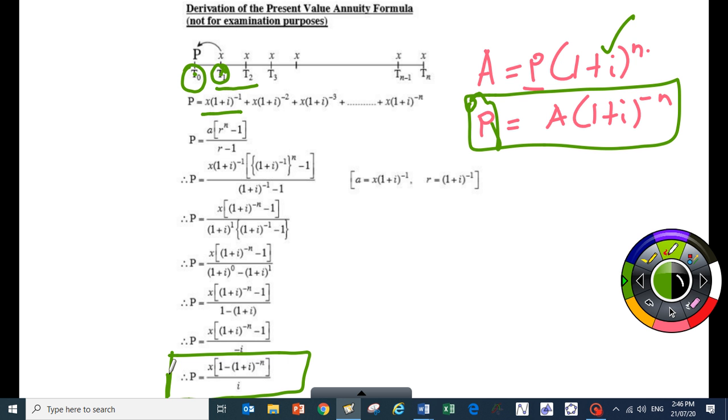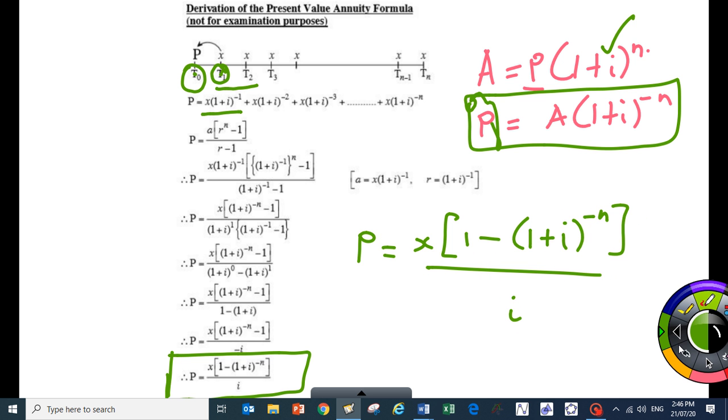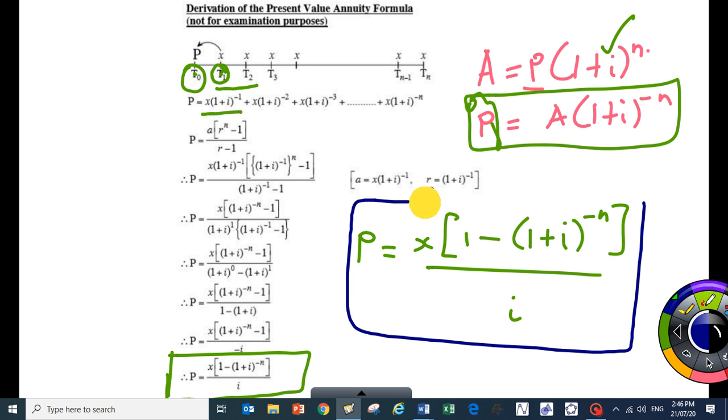So the formula for present value is P equal to X times (1 minus (1 plus i) raised to the power of minus n) all over i. That's the formula, this one here. And as you can see, it looks almost the same as the one for future value. That's why some learners make a mistake of using either of the two because they don't understand the concept of future value and present value. Okay? All right? Now, this P is the amount that's borrowed. Okay? This is the amount which is borrowed.